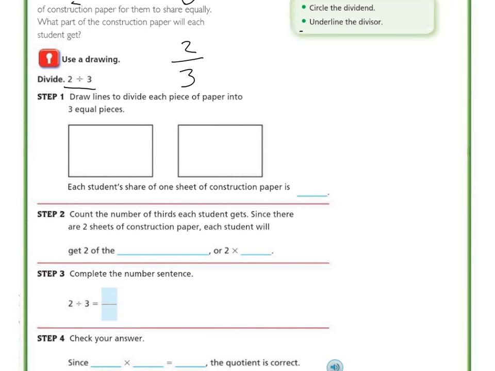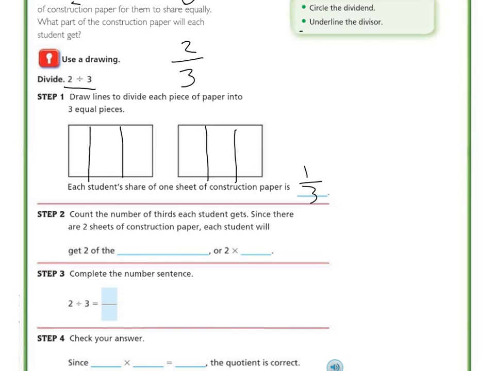Now I can use a drawing to divide the pieces of paper into 3 equal pieces. Here is 1 piece of paper, and here's 2 pieces of paper, and I have to divide them into 3 equal parts. My lines may not be very equal, but they're supposed to be equal. So now I have 1, 2, 3 parts, 1, 2, 3 parts, and I have 2 pieces of paper. Each student shares 1/3 of a sheet of construction paper.